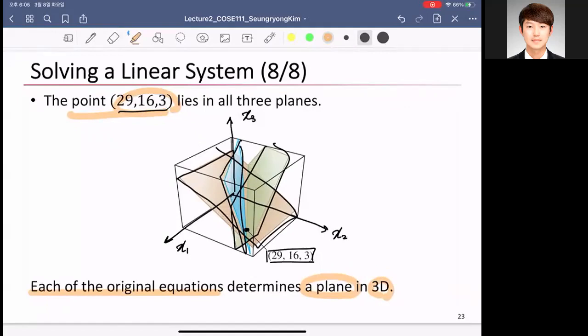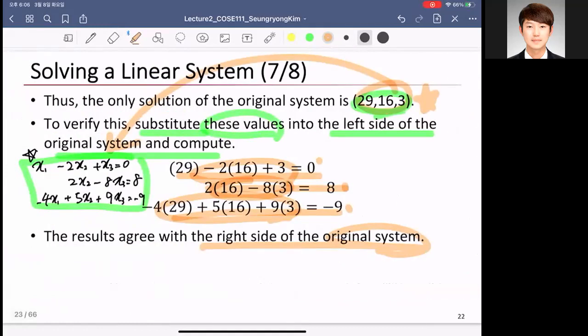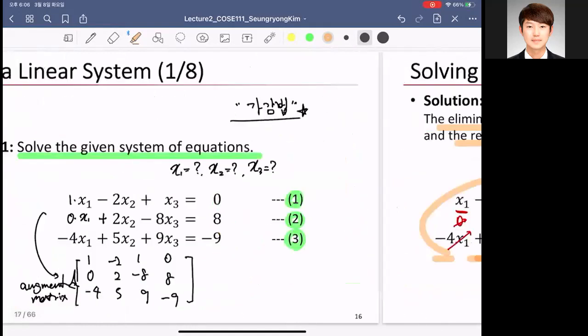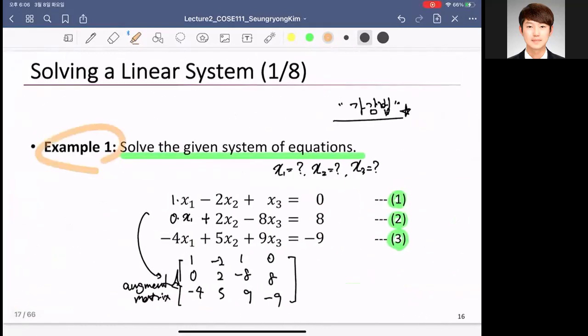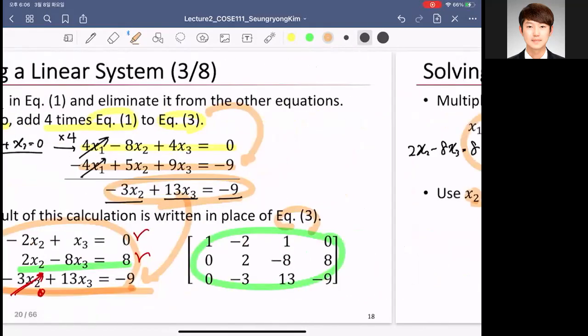Anyway, let's go back to our solving of the linear system. So anyway, we just solved example 1, using some kinds of techniques, starting from here to here, here, here.